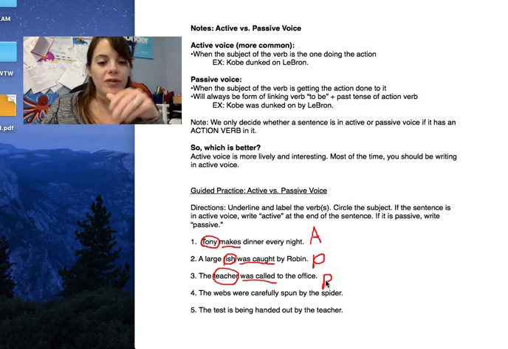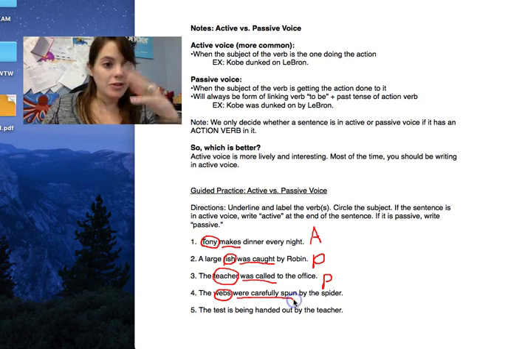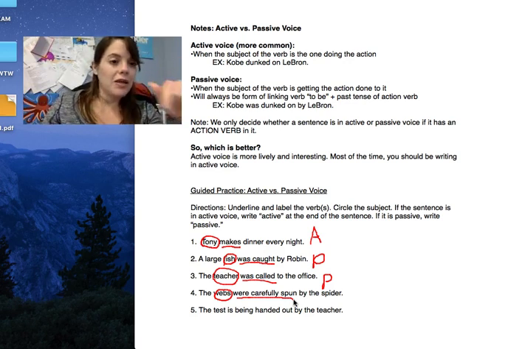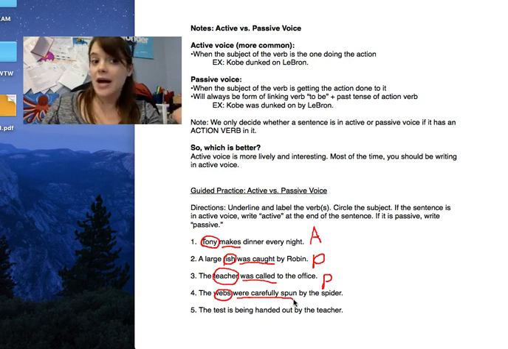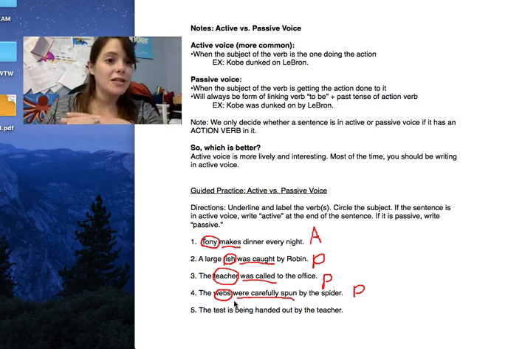The webs were carefully spun by the spider. I've got my subject, webs. I've got my verb. You can say were carefully spun, but really it's just were spun. Webs were spun by the spider. Now, I want you to tell me whether you believe that this is active or passive. All right, so hopefully we said that this was passive. The webs are not spinning themselves. The spider is spinning the webs. So the subject of the sentence is having the action done to it. It is not performing the action in the sentence.